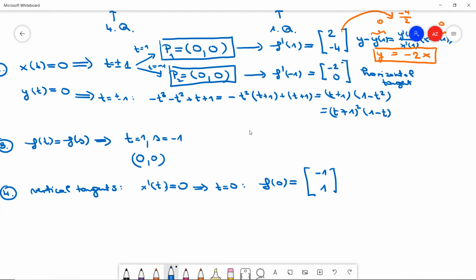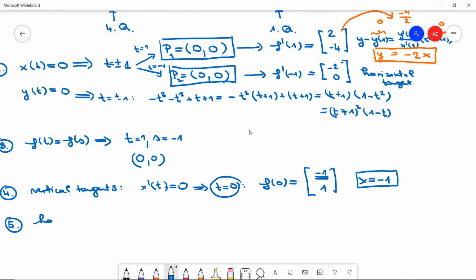So we just plug in t is 0 in the expression for f of t. So this is the vertical tangent, and the vertical tangent is x is equal to minus 1. Because we know that the tangent is vertical in this point, and x is minus 1 in this point. So the vertical tangent is x equals minus 1, and the parameter is 0. This will be also important.